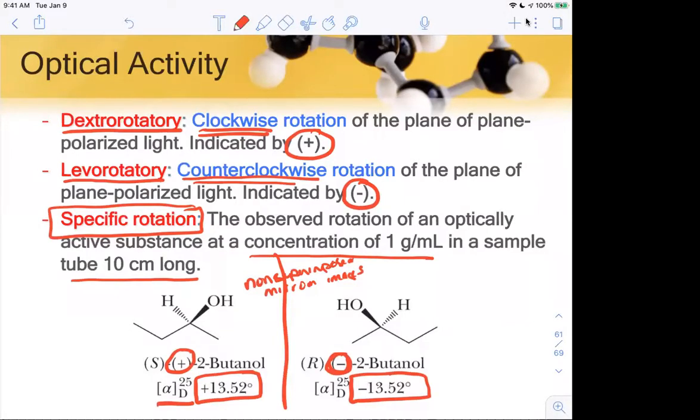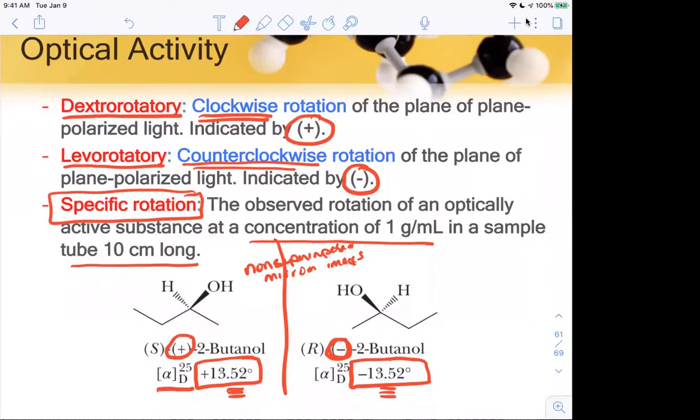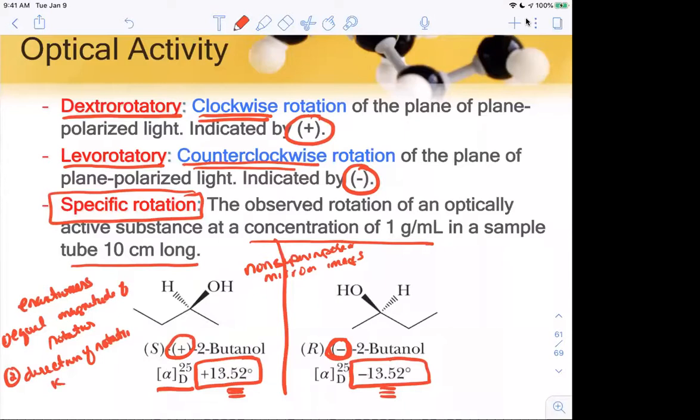But notice, I have equal magnitude of rotation for these two enantiomers. The direction of rotation is opposite. So when I think of an enantiomer, I have equal magnitude of rotation, but the direction of rotation is opposite.